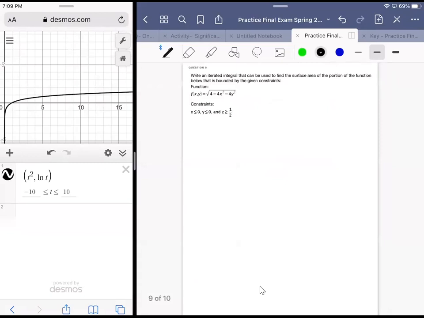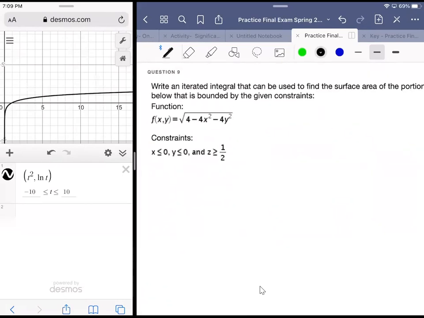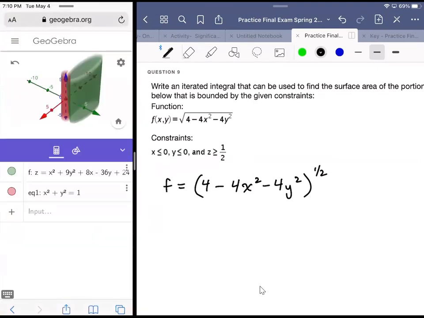Right. Number 9, iterated integral that could be used to find the surface area of the portion of the function that's bounded by the given constraints. All right, so it's given us some constraints to work off of, but if we're talking about a surface area, we're going to need some partials. I'm going to write this to the 1/2 power. All right. We know what our constraints are for x and y. It might not be the worst idea in the world to have a quick look in Geogebra and see what's going on there. All right.